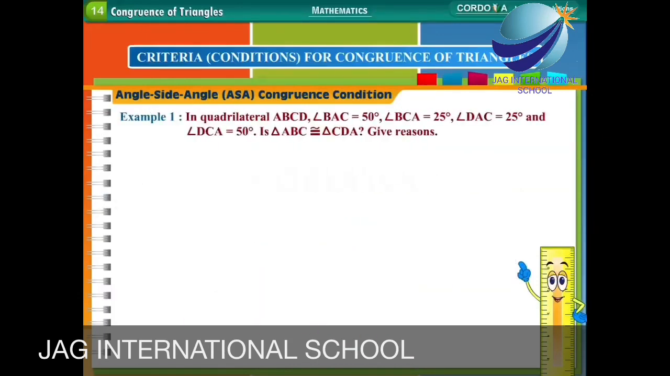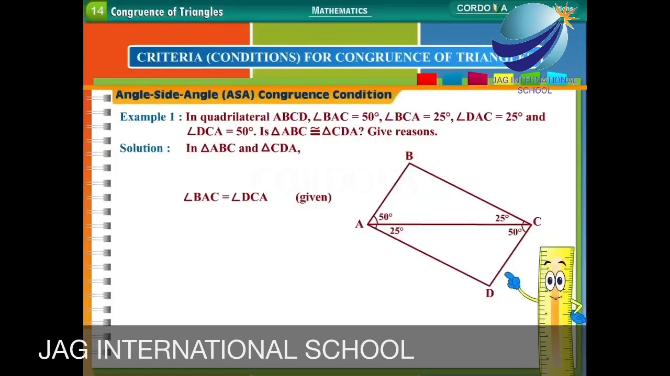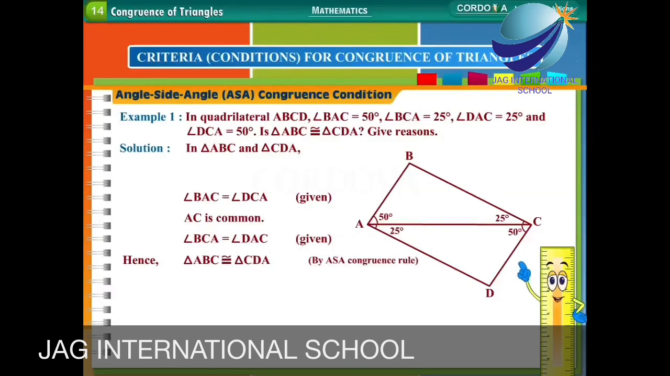Example 1. In quadrilateral ABCD, angle BAC is equal to 50 degrees. Angle BCA is equal to 25 degrees. Angle DAC is equal to 25 degrees. And angle DCA is equal to 50 degrees. Is triangle ABC congruent to triangle CDA? Give reasons. Solution: in triangle ABC and triangle CDA, angle BAC is equal to angle DCA, given. AC is common. Angle BCA is equal to angle DAC, given. Hence, triangle ABC is congruent to triangle CDA by ASA congruence rule.